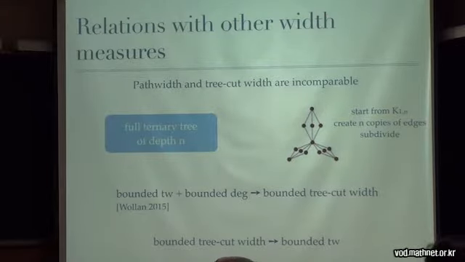Do you know? Have you heard of path width? Do you know the definition? Yeah. So.